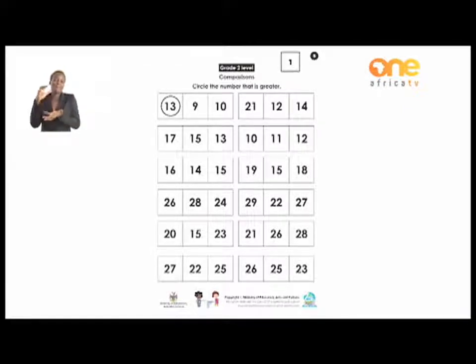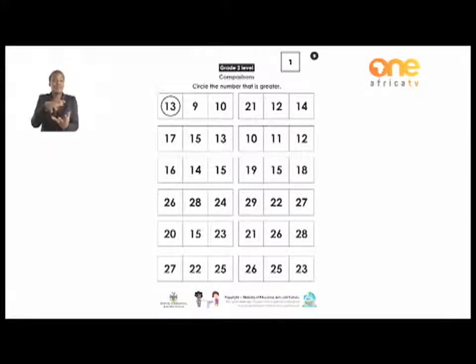Let's quickly look at the other one. 17, 15, 13. We can see all the digits standing in the first places are all ones. Then we move on to the next digits, which represent the units. In the first box we have the 7, the second box has the 5, and the third box has the 3. So the one with the 7 is the biggest one.